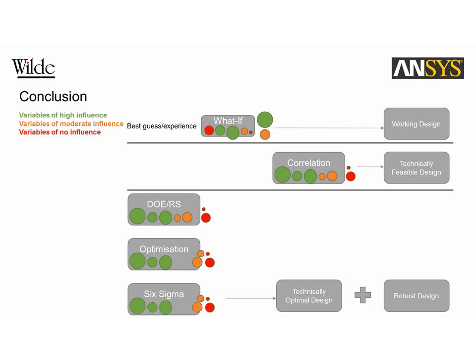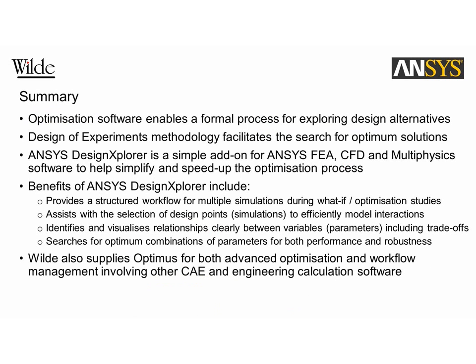Starting at the top, what-if analysis is your best guess and is based on experience. Correlation is an educated guess, and again, it's based on experience. A Six Sigma design, though, is based on objective mathematical modeling and subjective trade-offs that are done by the user or the designer. I'm going to hand it back now to Brian, who's going to wrap up and take any questions.